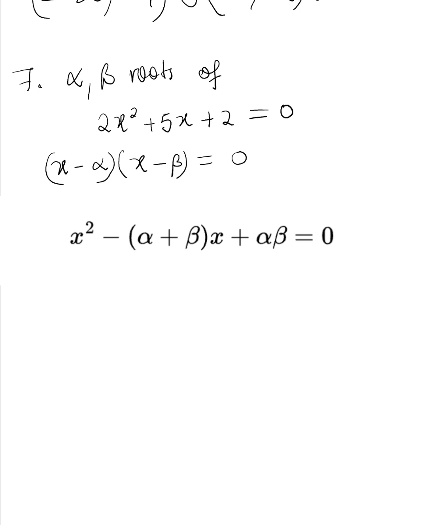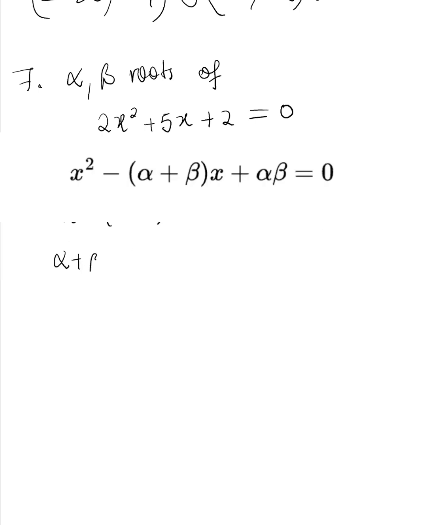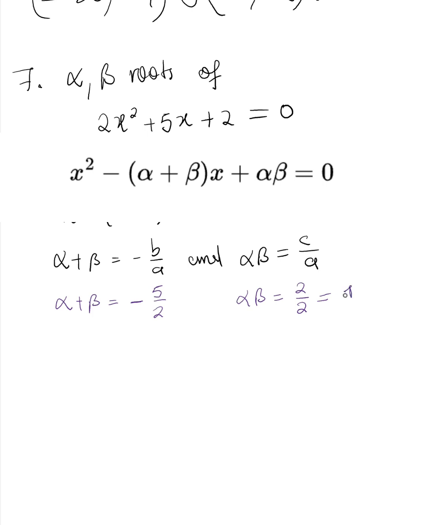From this, we infer that alpha plus beta is equal to negative b over a, and alpha beta is equal to c over a. So from the given equation, we can find alpha plus beta. Alpha plus beta is equal to negative b, where b is 5 and a is 2. And alpha beta is equal to c over a, where c is 2 and a is 2, so this is just 1.